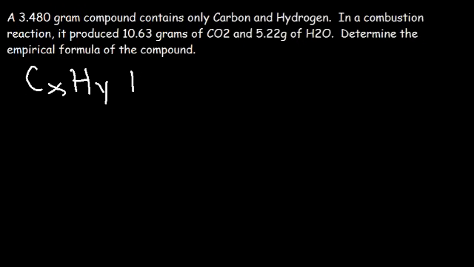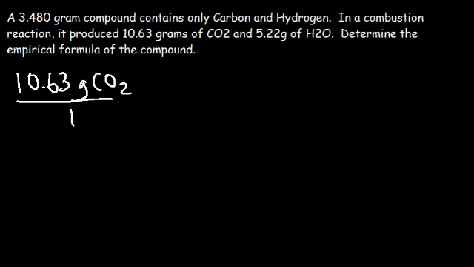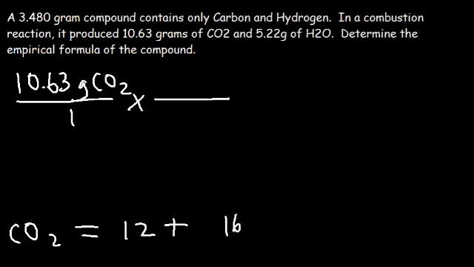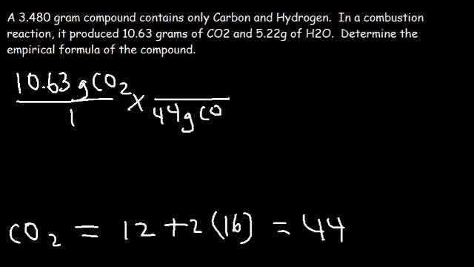So let's start with the grams of CO2. So if we have 10.63 grams of carbon dioxide molecules, how many moles of carbon atoms do we have? So first, we need to find the molar mass of CO2. The atomic mass for carbon is 12, and for oxygen is 16, but there's 2 of them, so we're going to multiply by 2. 2 times 16 is 32 plus 12, that's 44. So there's 44 grams of CO2 per 1 mole of CO2.